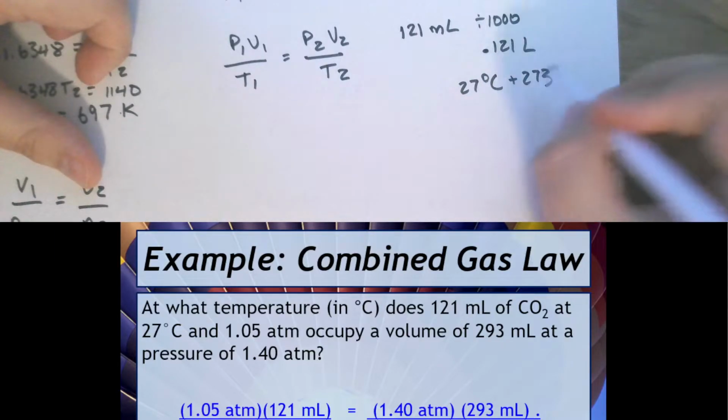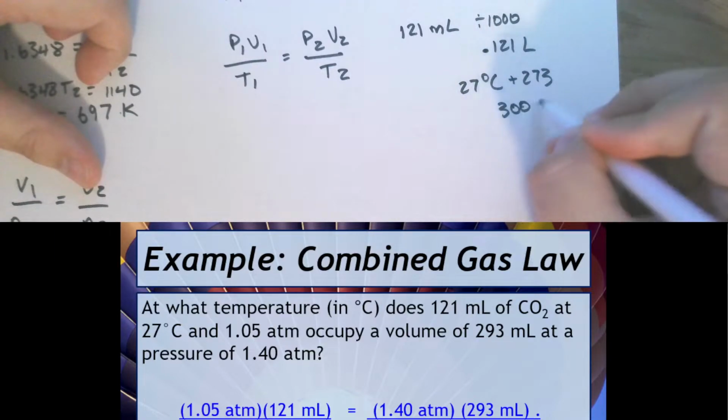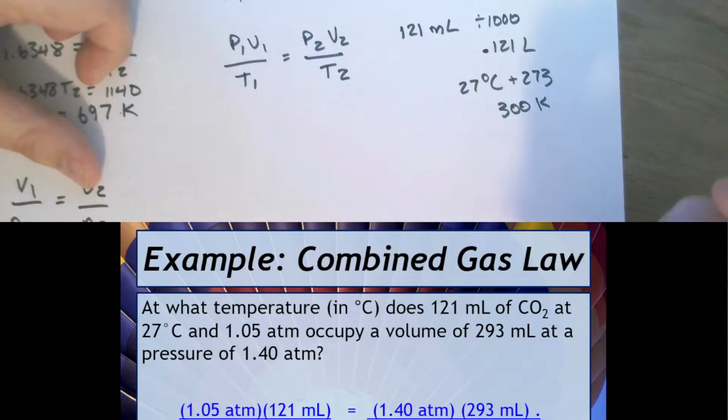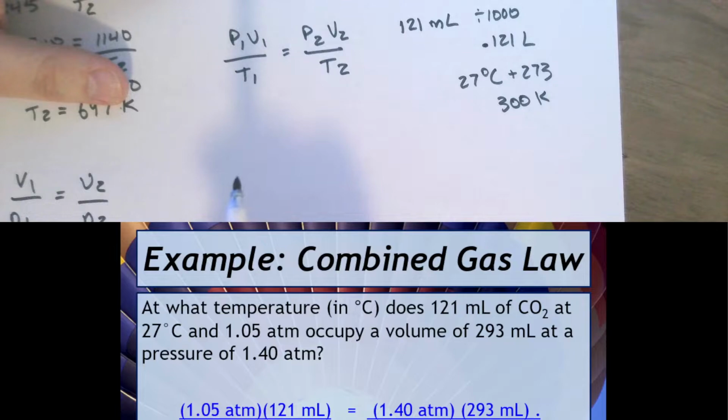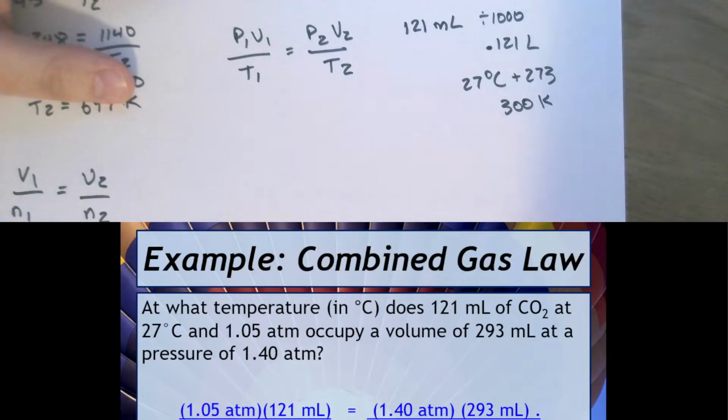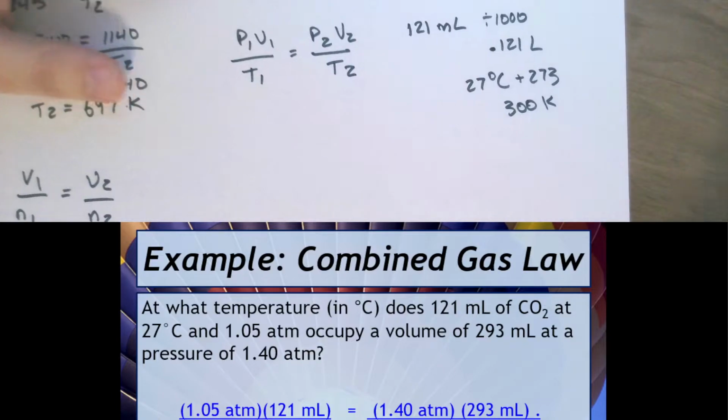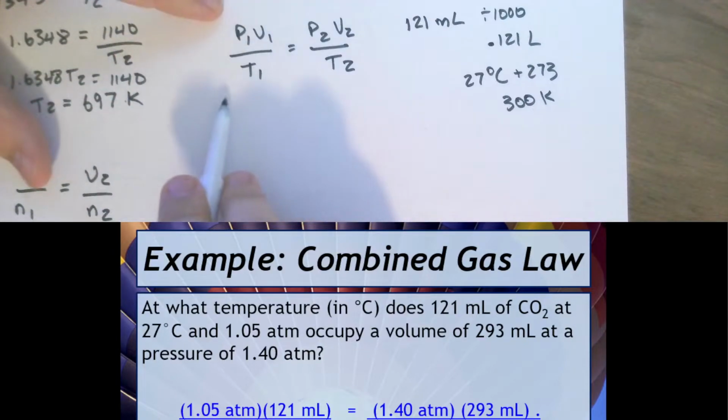Plus 273, and that equals 300 Kelvin. Okay. And 1.05 ATM. So it says, at what temperature does 121 milliliters of carbon dioxide at 27 C and 1.05 ATM... So all of those variables, my carbon dioxide, my 121 milliliters, 27 C, 1.05 ATM, that's all one side. So I'm just going to choose the left side for that.